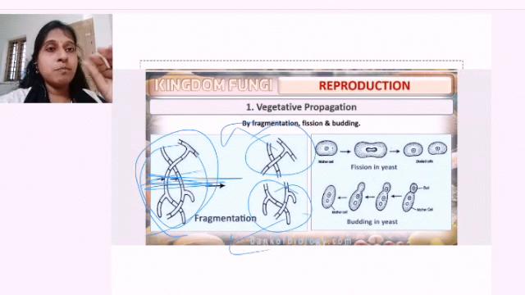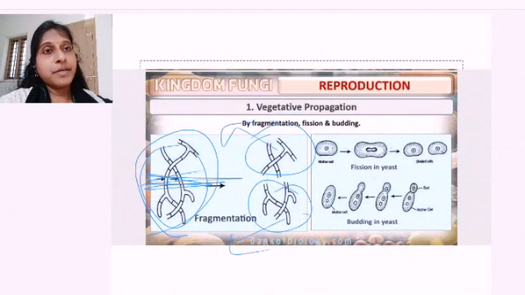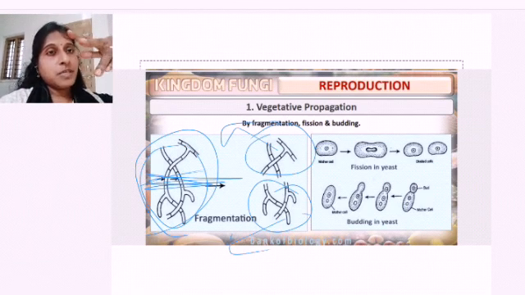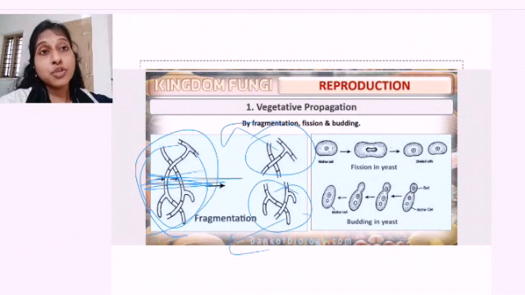It is like when you cut a fragment of a plant and keep it, and a new plant comes out. That is fragmentation, right? So here also the body is cut into fragments. Each and every fragment has the capacity to give rise to a new organism.